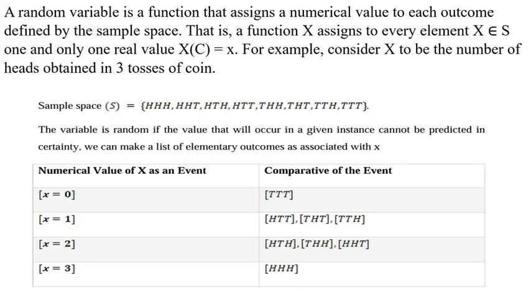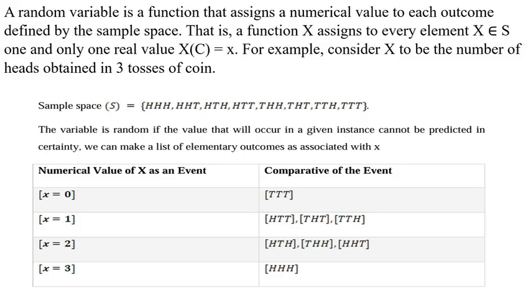Last week we said the sample space is the set of all possible outcomes in a random experiment, and it is denoted by capital S, omega, or U. So now a random variable is any function that assigns a numerical value to each outcome defined by the sample space. That is, a function X that assigns to every element contained in the sample space one and only one real value.